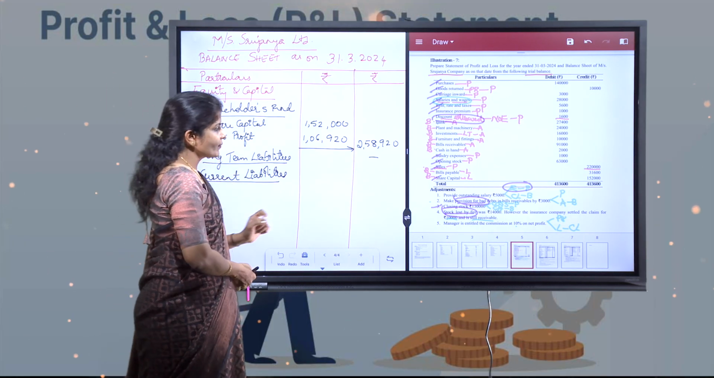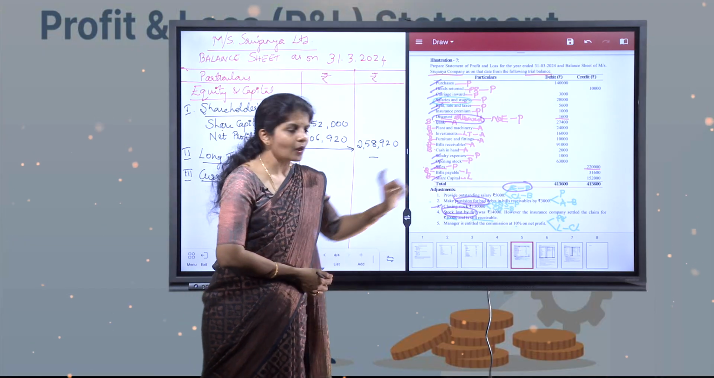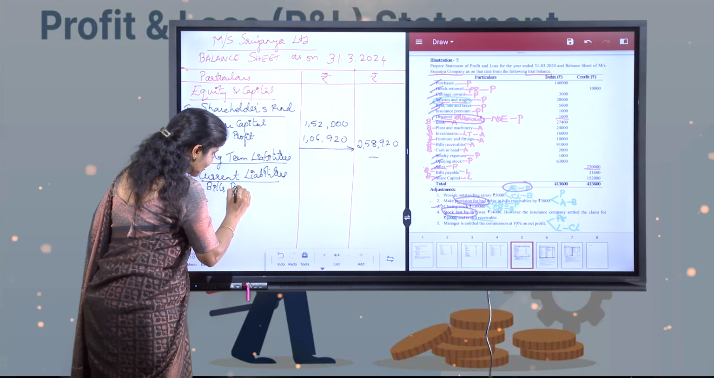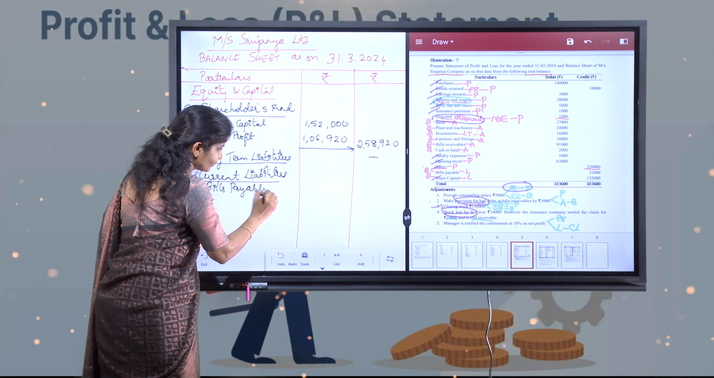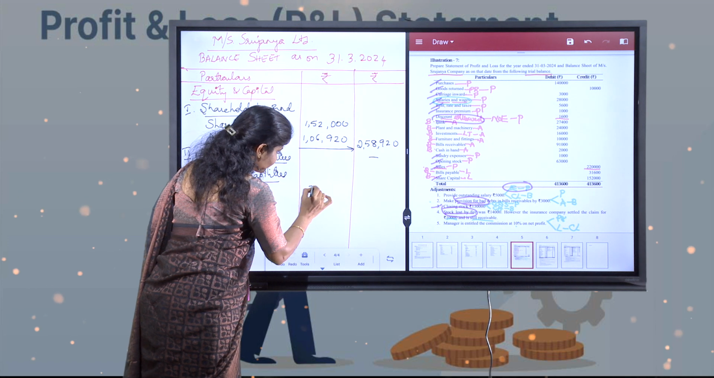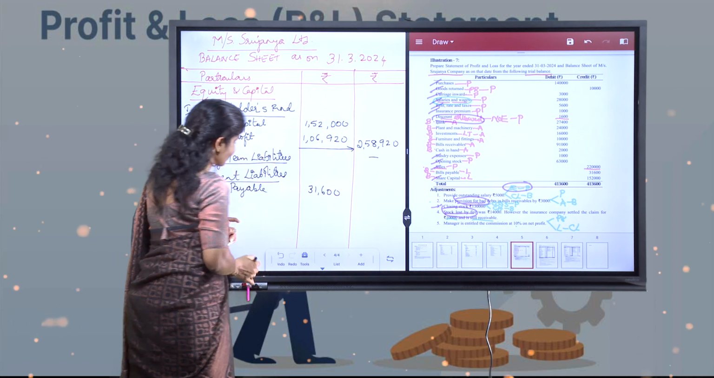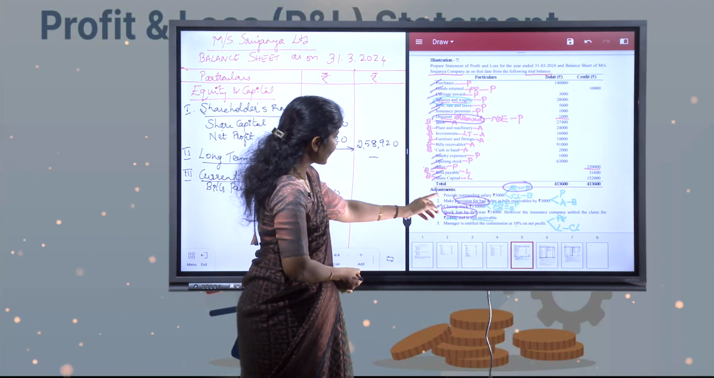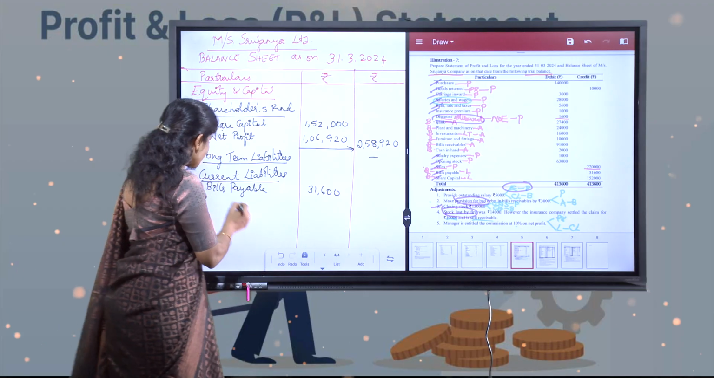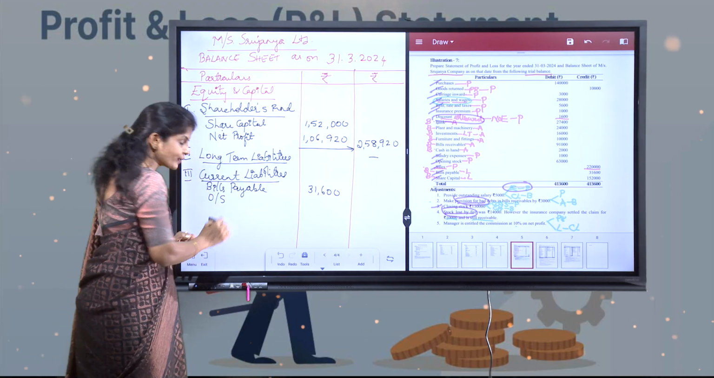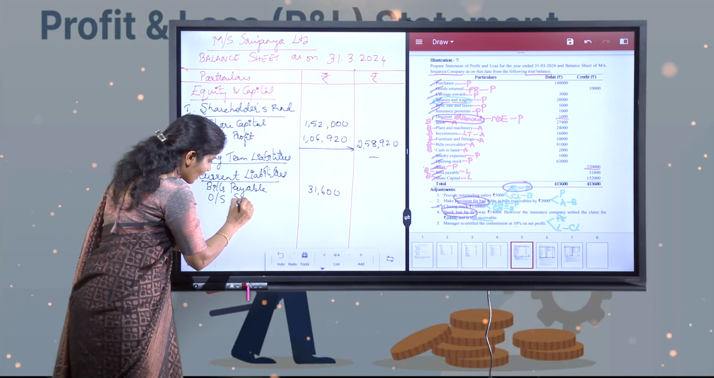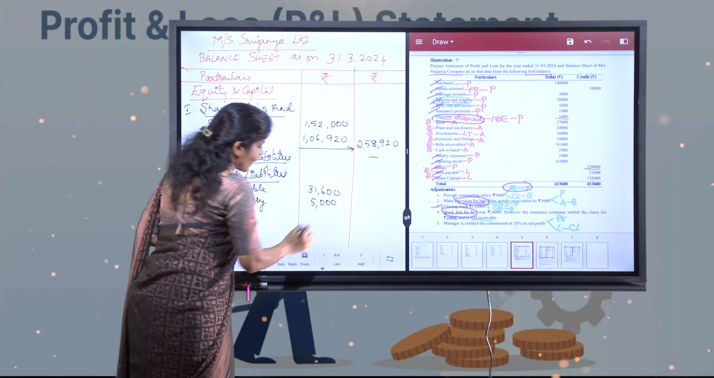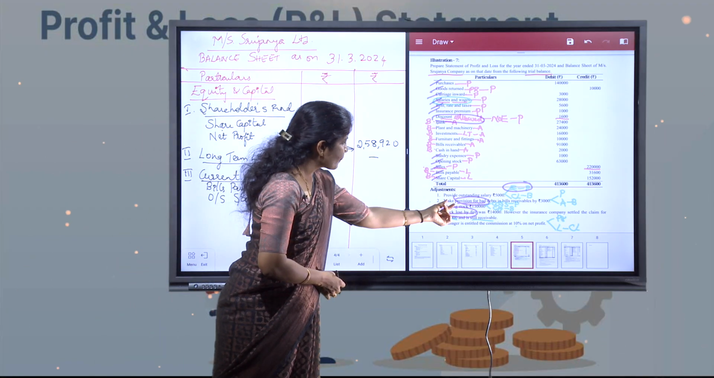What are the current liabilities we have? The first item is bills payable of 31,600. Okay, we have considered this bills payable also. Then we have outstanding salary. This outstanding salary is also a current liability. How much is the outstanding salary? 5,000.